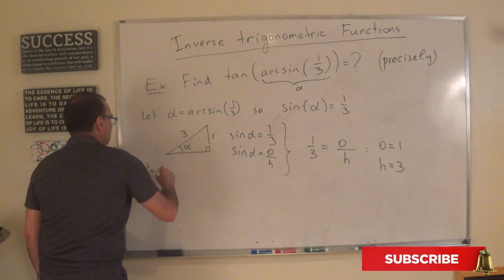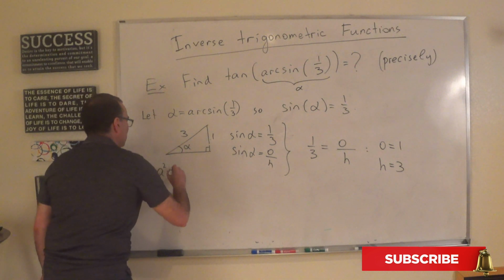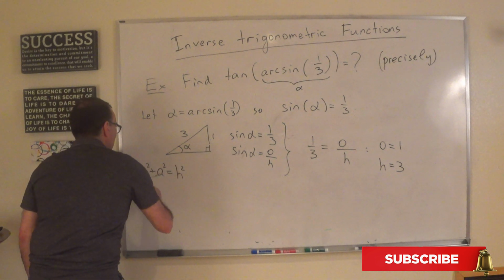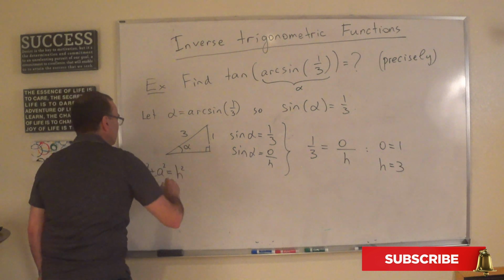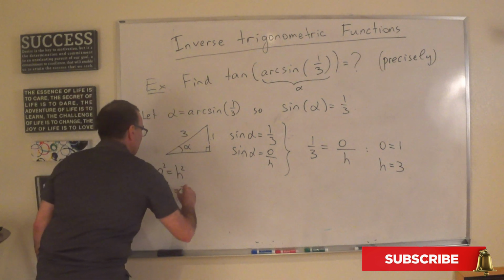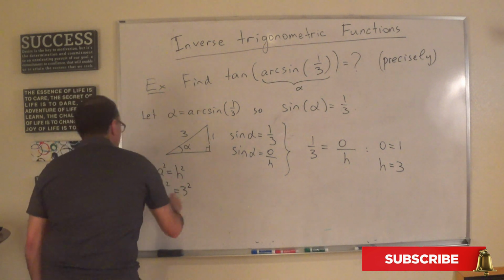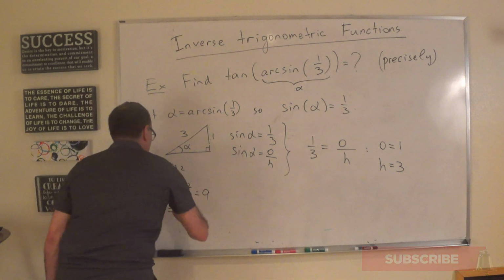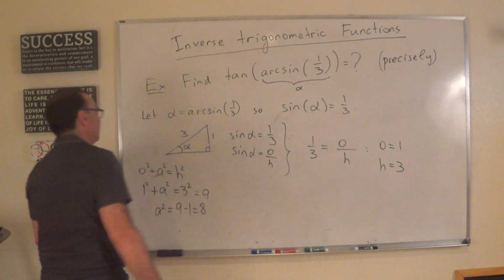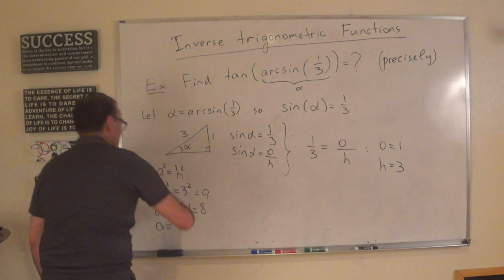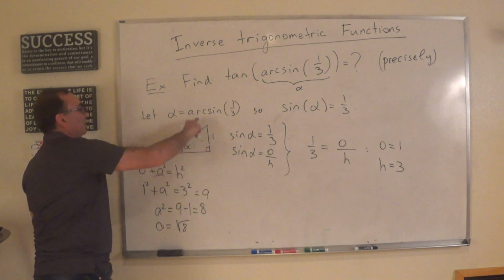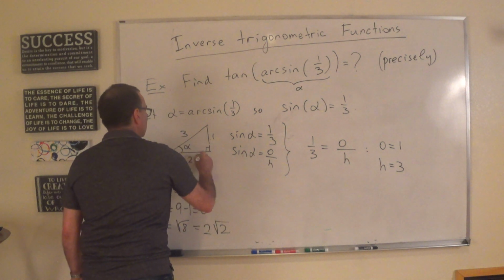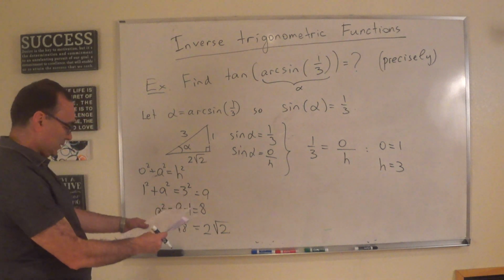opposite squared plus adjacent squared equals hypotenuse squared. That's the Pythagorean theorem. So opposite is 1, so 1 squared plus adjacent squared, which is still unknown, equals 3 squared, which is 9. So from here we can tell that adjacent leg squared equals 9 minus 1, which is 8. And so the adjacent leg itself equals the square root of that. Square root of 8, it must be positive because all the legs are positive. So square root of 8 is equal to 2 square root of 2. So we have found the adjacent leg.